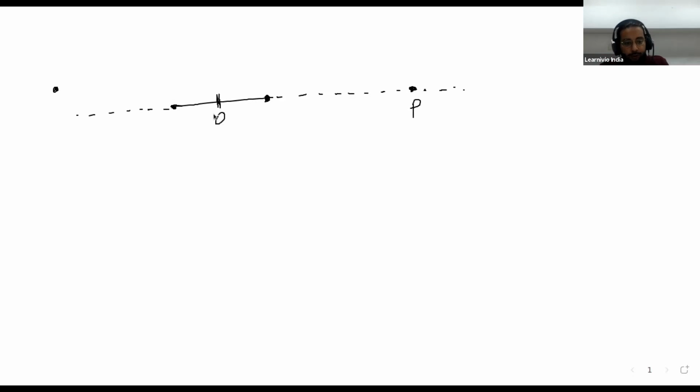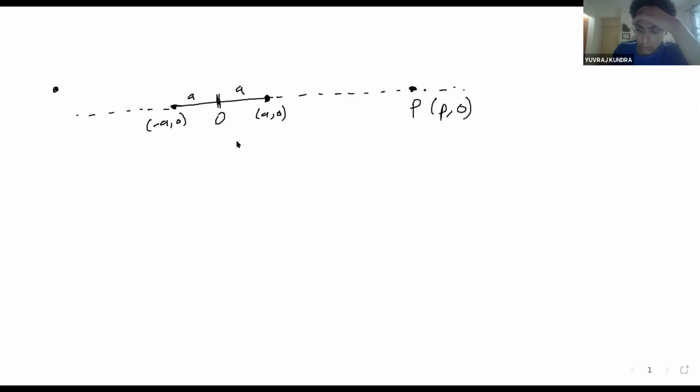The center of the dipole, let's call it O. We already know this distance is A and this distance is A. So the coordinate of this would be minus A comma 0 and the coordinate of this point will be A comma 0, correct? Yes, sir. So this point P is at some P comma 0, right? Because everything is along the x-axis right now.